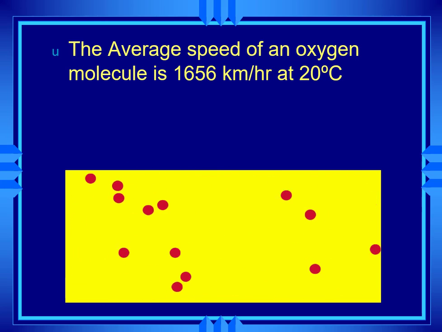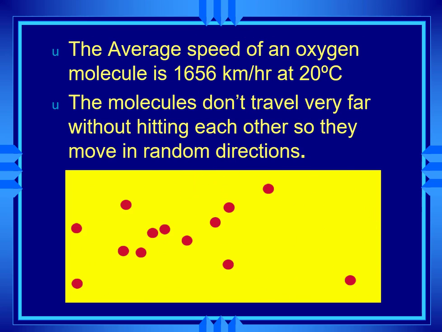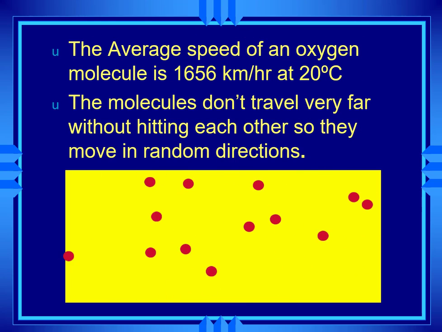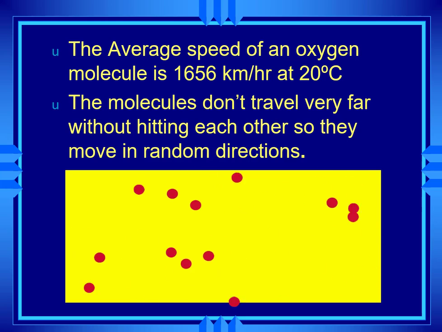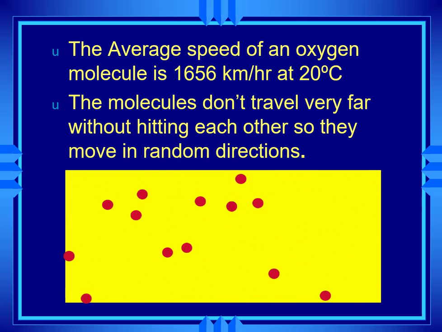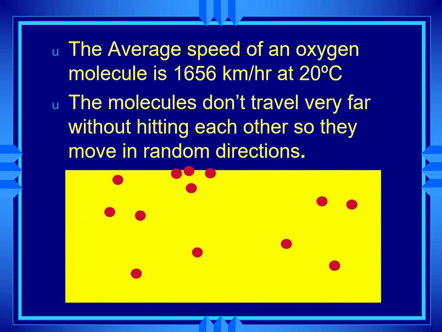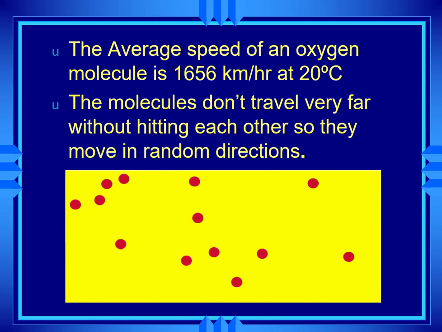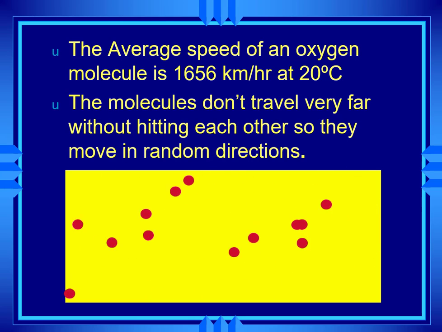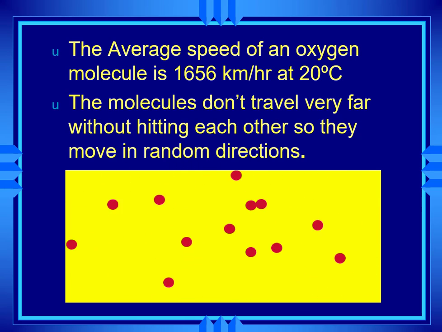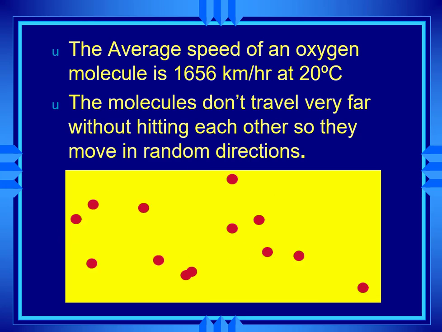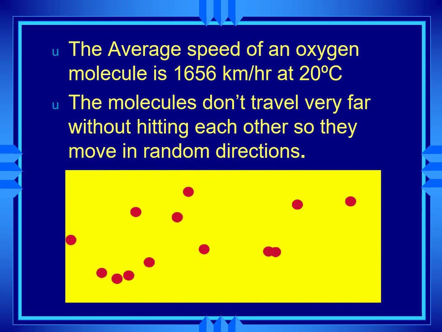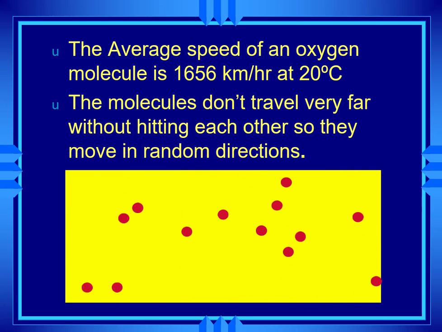Why not? Because the room's full. They don't get to travel very far before they hit something. The average distance they travel before they hit something is less than a centimeter. So they're moving at 1,000 miles an hour, but they only get to move at most about a centimeter at a time, and then they bounce off in a random direction. Every centimeter, they're changing direction.